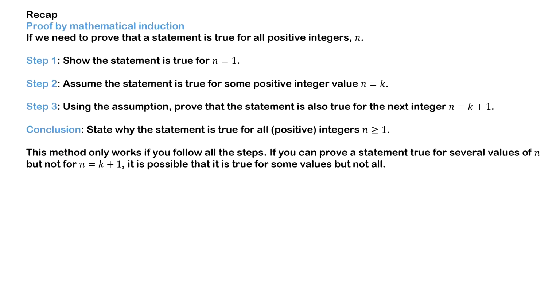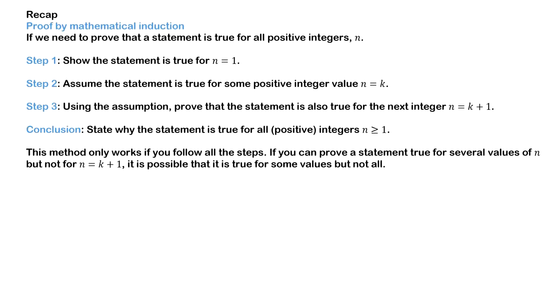So to end the video, we're just going to do a quick recap because there was a lot going on there. Ultimately, it comes down to these steps, and we need to prove them all. So step 1 was to show that the statement's true for n equals 1. Step 2 is to make the assumption that the statement is true for n equals k. Step 3 is then to use that assumption and prove that the statement is also true for the next integer, n equals k plus 1. Once you've done this, you can then write a conclusion, which is to state why the statement is true for all positive integers n is greater than or equal to 1.